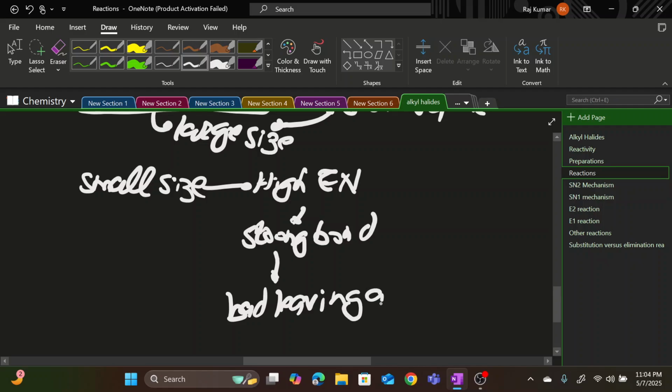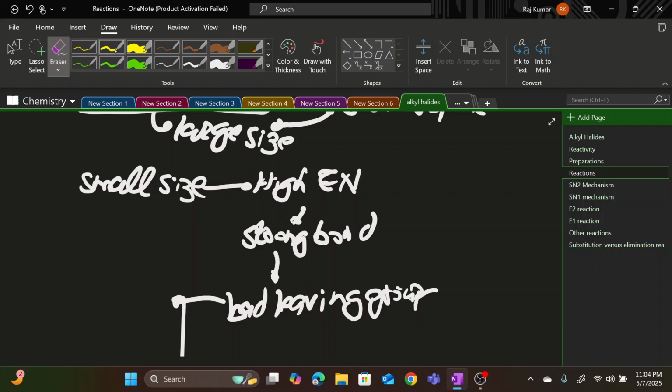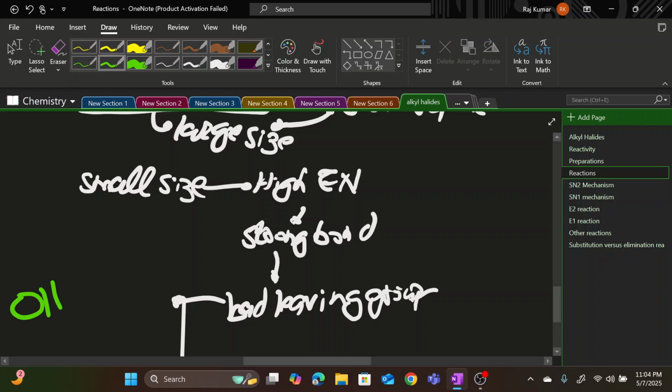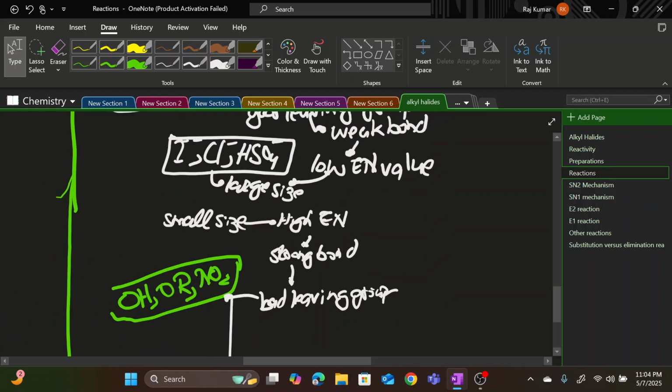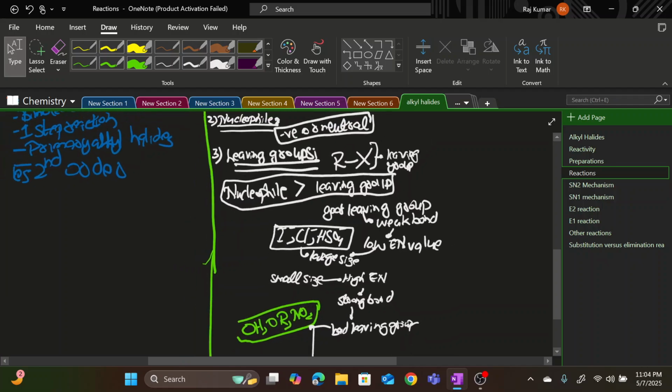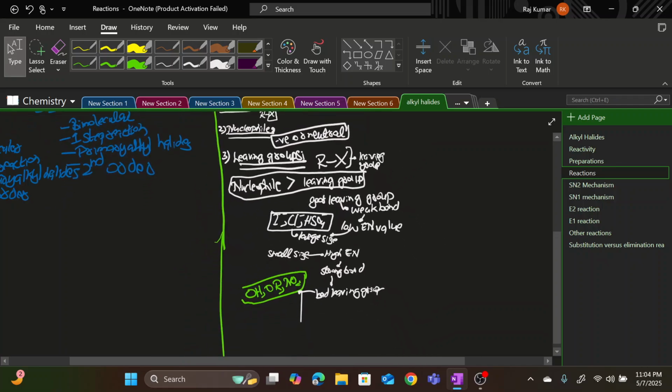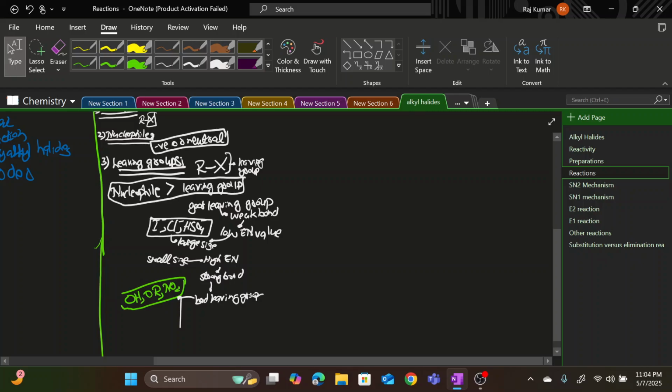Examples of bad leaving groups include OH, OR, and the acyl group. It includes the nitro group. These are bad leaving groups. So these are some important points to be understood. Alright, now let's move on to the mechanism.